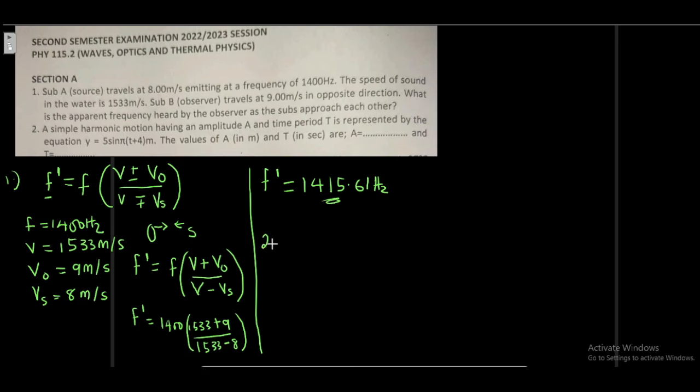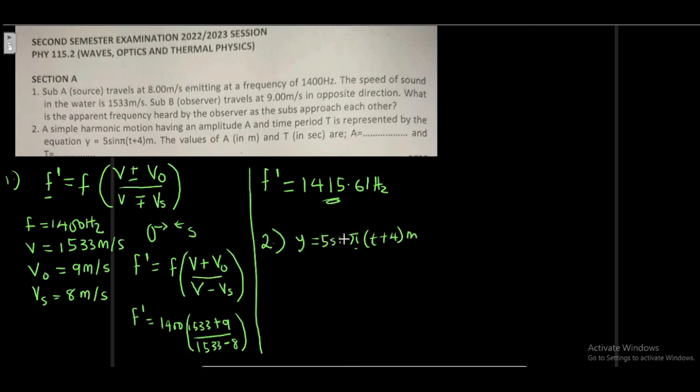Now, question 2 says a simple harmonic motion having an amplitude A and time period T is represented by the equation y equals 5 sine pi (t plus 4) meters. The values of A in meters and T in seconds are A equals dash and T equals dash. So how do we go about this? First, we can simplify this. We can use pi to open up this bracket. This is 5 sine, please.